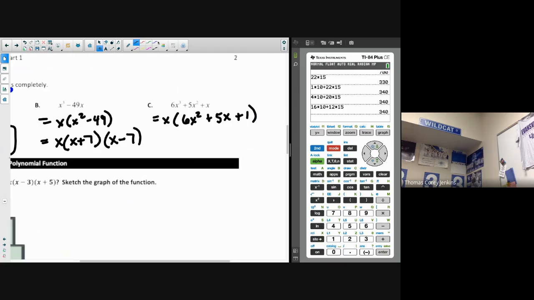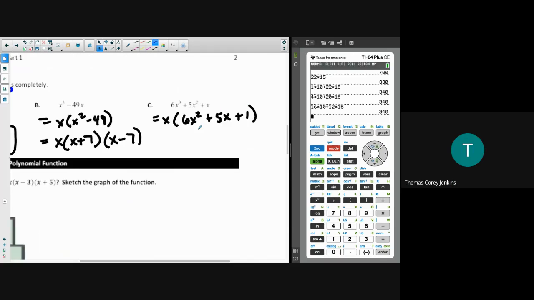All right, so now we're thinking, what is going to add to be 5 and multiply to be 6 times 1, which is 6? Adds to be 5, multiplies to be 6. That sounds like 3 and 2. So 3 times 2. So we will have to factor by grouping here. This is going to take another step or two. So we go x times the quantity 6x squared plus 3x plus 2x plus 1.